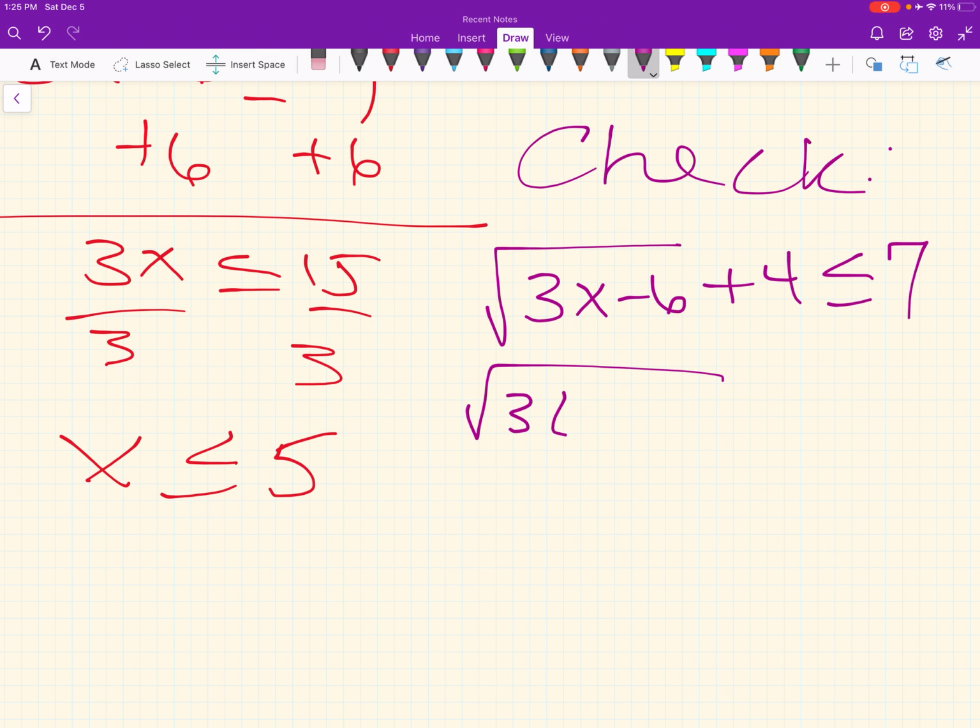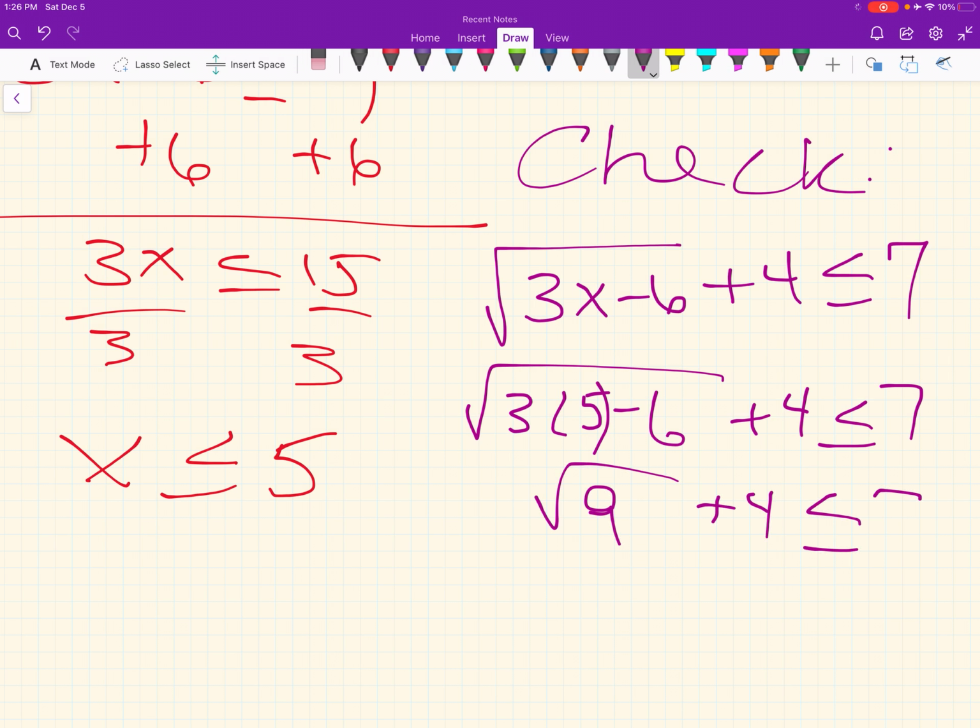If I do 3 times 5 minus 6 plus 4, is that true? So this is going to be 15 minus 6, which is the square root of 9, plus 4. Is that less than or equal to 7? That's 3 plus 4. So yes, we're less than or equal to 7. So that works.